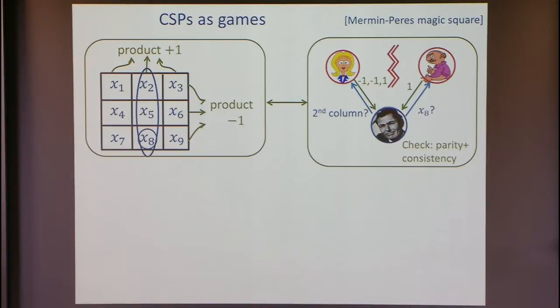And Bob's answer, so Bob only got to see 1 variable, right? And because he doesn't communicate, he doesn't know if he was asked x8 as part of the second column or as part of the 3rd row, right? He only knows x8. He has to provide an answer to x8 that is consistent with what Alice said. So in that case, it works out. He said 1, she said 1, so it's okay. They're accepted.